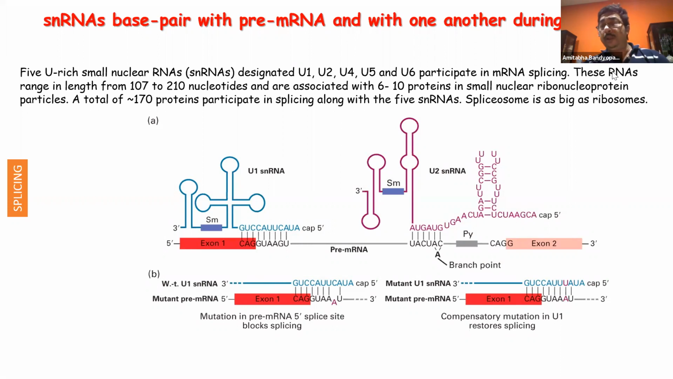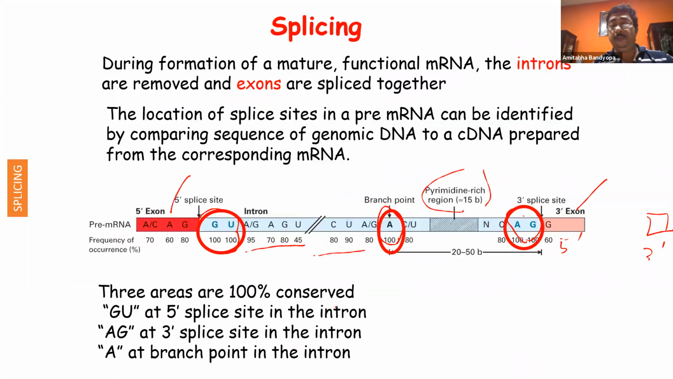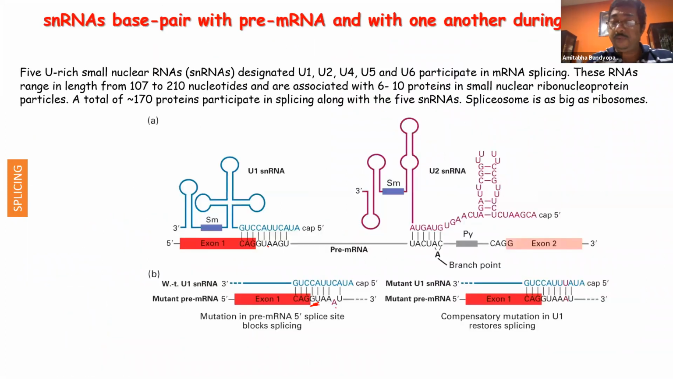Now, U1 snRNA recognizes the 5' splice site, the exon-intron junction. Now, the experiment that was done: remember that this GU is 100% conserved. This A in the previous slide is only 70% conserved, not very conserved. But if you artificially mutate it, then splicing is blocked. And this splicing can now be restored if you artificially change this U. This G was mutated to an A, that's why splicing was blocked. And now if you mutate this C to a U, then splicing is restored again.